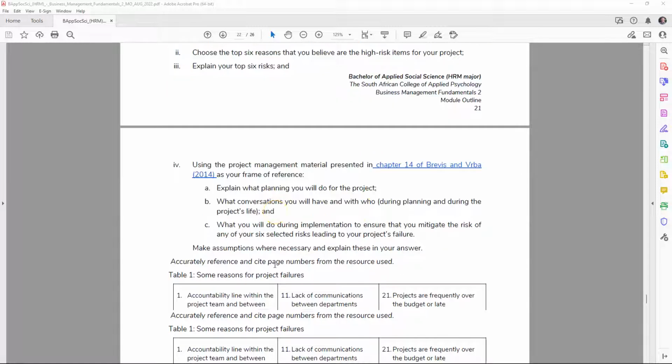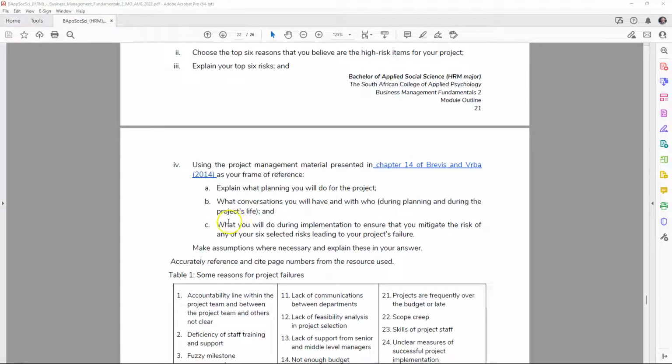Then you need to be specific about what you will do during implementation to ensure that you mitigate the risk of any of your 6 selected risks. So you must deal with each of the 6 and explain how what you do will impact the project so that you manage the risks and prevent them from actually occurring.